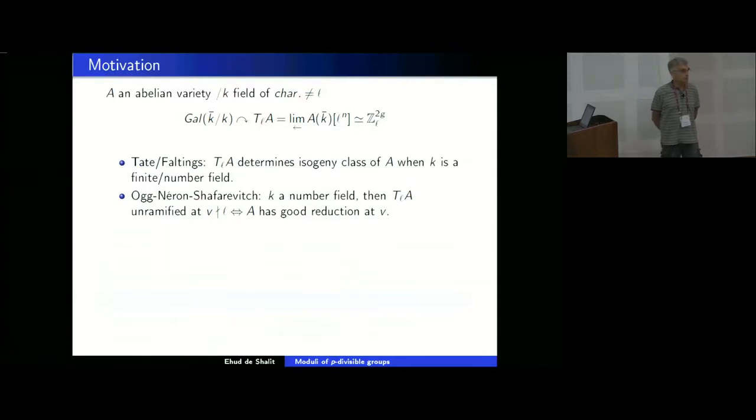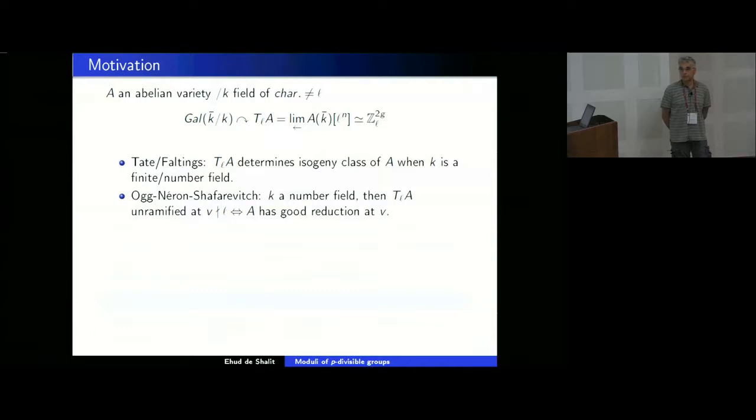So let us start with some motivation, and this is the only time I will mention abelian varieties, at least today. If you start with a single abelian variety over a field K, and l is different from the characteristic of the field, then, as you all know, you have the Tate module of the abelian variety, which is isomorphic to Z_l^{2g}, g being the dimension, with a continuous action of the Galois group. And this continuous action, at least if the field K is small, tells us quite a lot about the abelian variety. For example, Tate in the case of a finite field and Faltings in the case of a number field show that it determines the isogeny class of A completely.